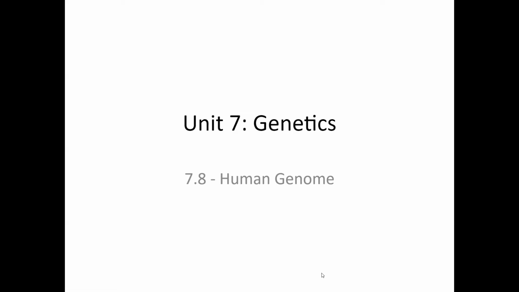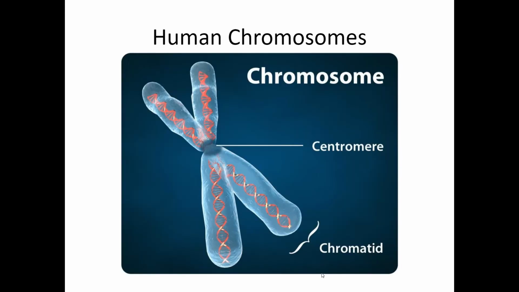All right, in this video, we'll continue the topic of genetics, moving on to the human genome. So first, we'll look at just human chromosomes, a couple of facts concerning human chromosomes. There are 46 chromosomes in most human cells, 23 homologous pairs. We talked about this idea of homologous pairs already.